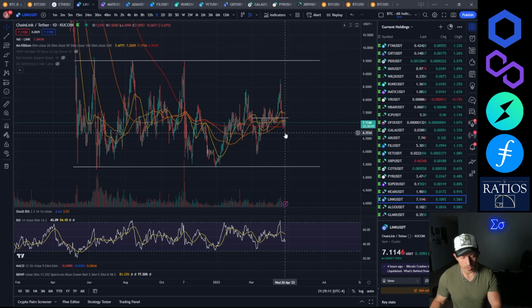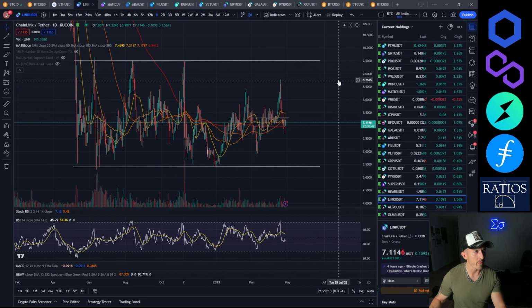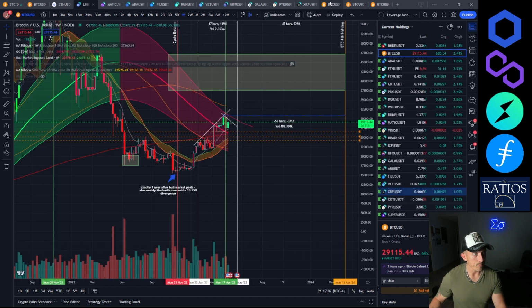And that's where you start to look at other things too, like Bitcoin. Like, hey, what's Bitcoin doing? Can Bitcoin help me determine what the actual strength of this asset is? Well, let's go to Bitcoin.